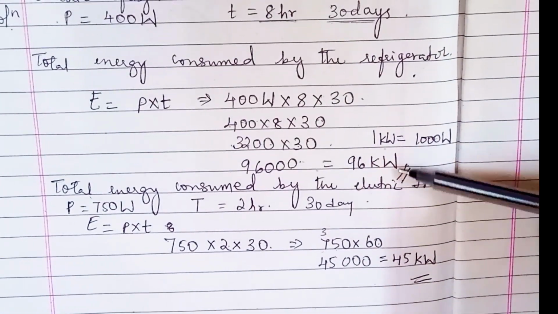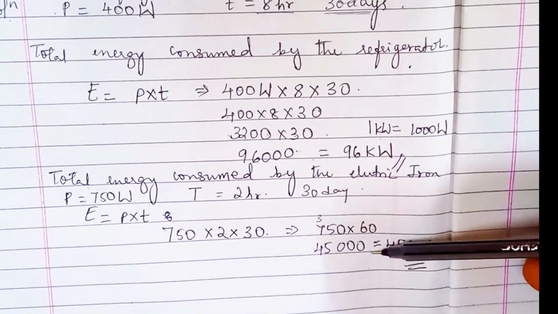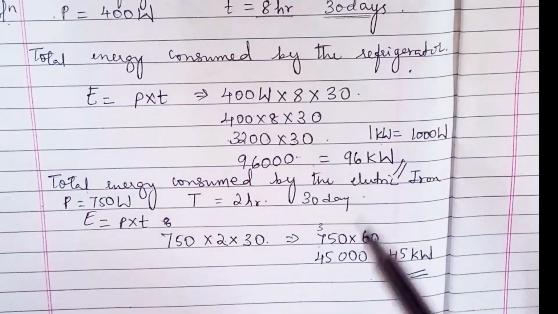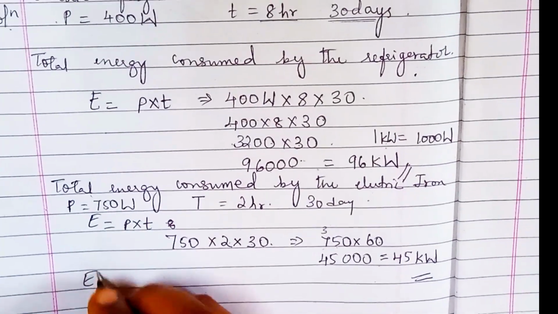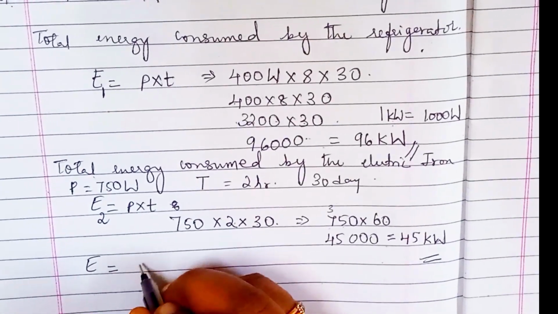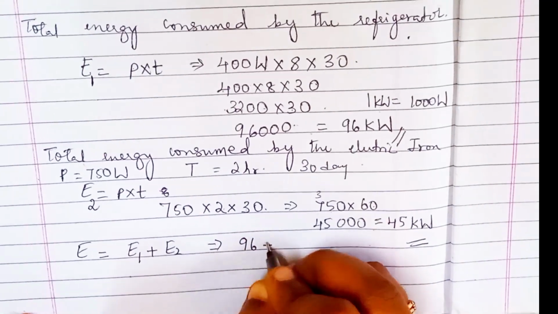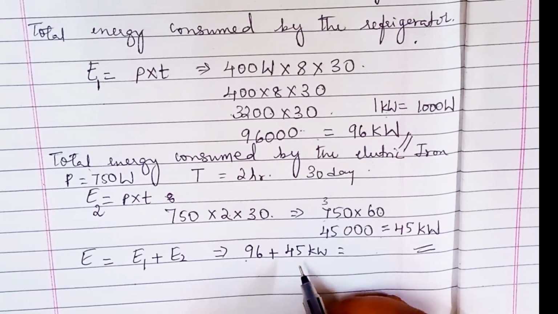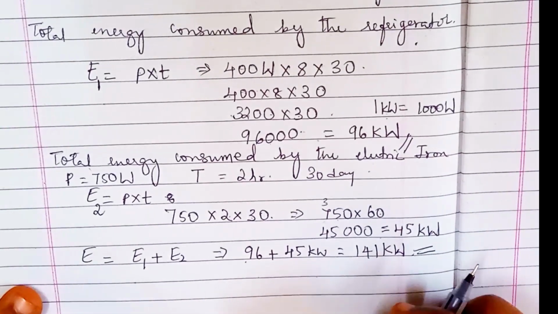Okay, now I have already found the value of how much power consumed individually by your refrigerator and by the electric iron. Now they are asking us to find how much total consumption of energy is there, of both of them. So what we will do, energy, let us take this as E1, let us take this as E2. E is equal to E1 plus E2, which is nothing but how much? Which is 96 plus 45 kilowatt. So 96 plus 45 is how much? It is equal to 141 kilowatt. Am I clear?